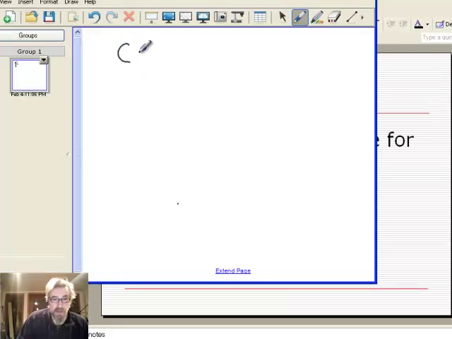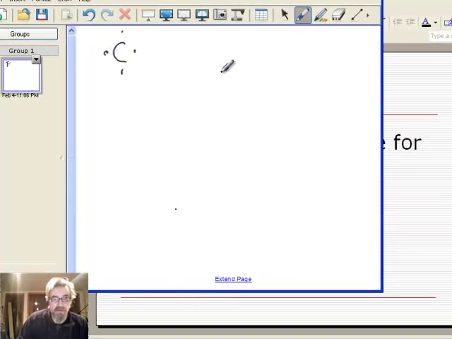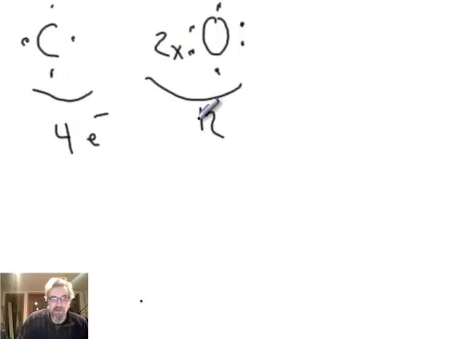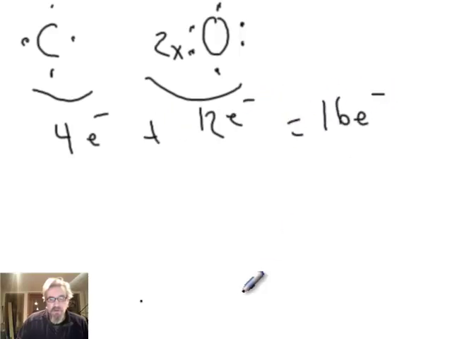Carbon dioxide has one carbon. Carbon has 4 dots. It's got 2 oxygens. Oxygens are column 6, so they have 6 dots. So 2 times 6 gives me 12 electrons, and I have 4 electrons from my carbon. 4 and 12 is a total of 16 electrons. So my structure, when I'm all done, should have 16 electrons in it.